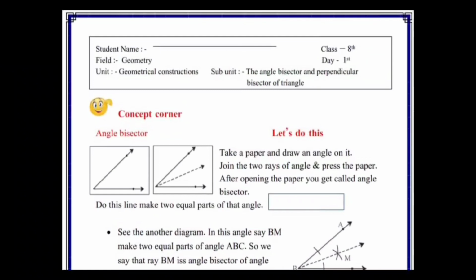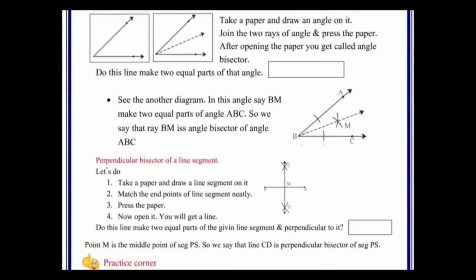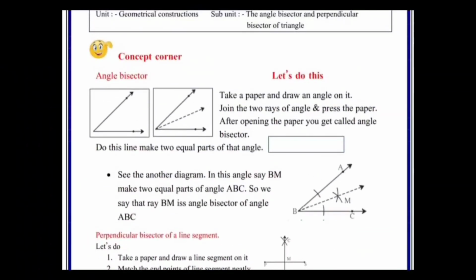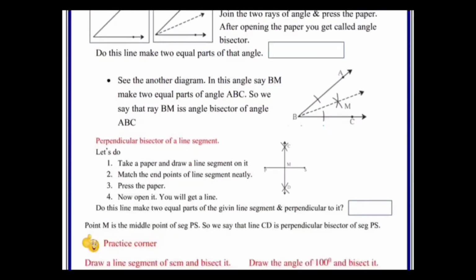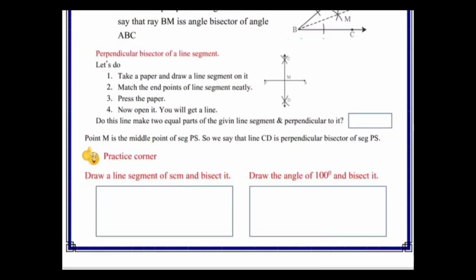So this is a field related to geometry. The unit is geometrical construction and the subunit is the angle bisector and perpendicular bisector of a triangle. Here you all have to read these concepts very nicely, make yourself understand how we can draw an angle bisector and how we can draw a perpendicular bisector. And then there is a practice corner where you have to do it by yourself.